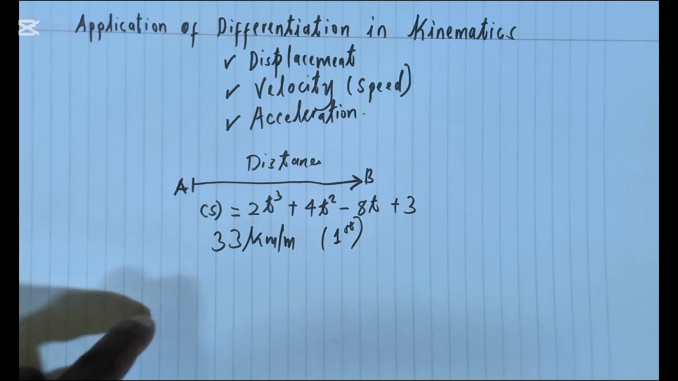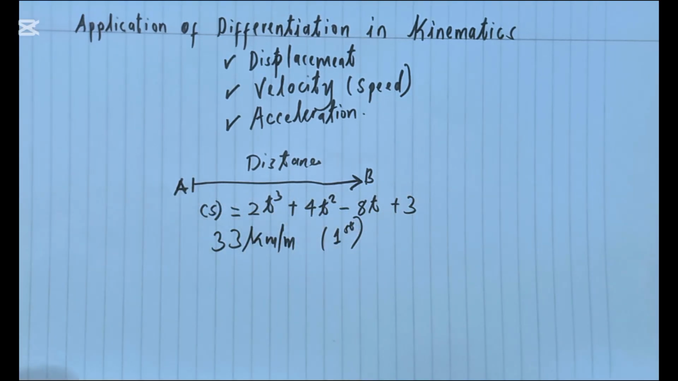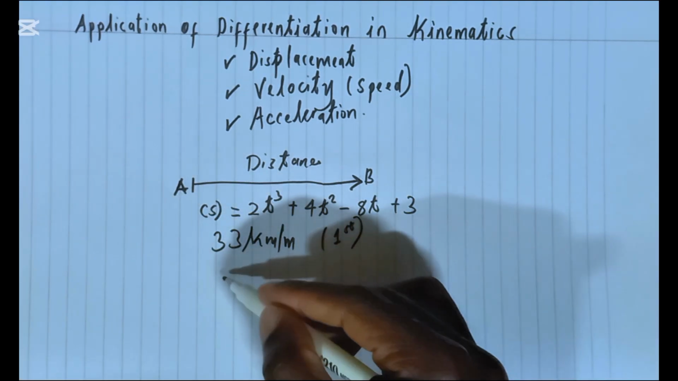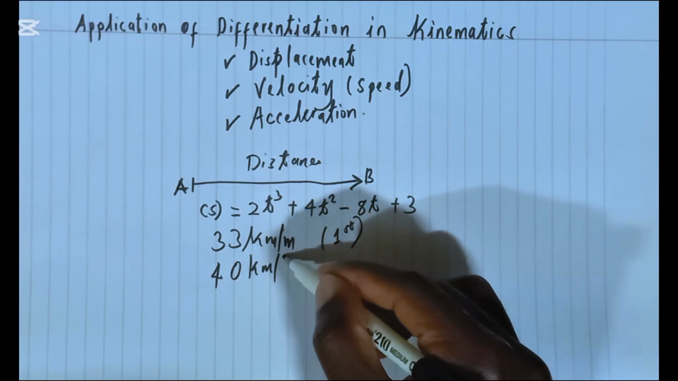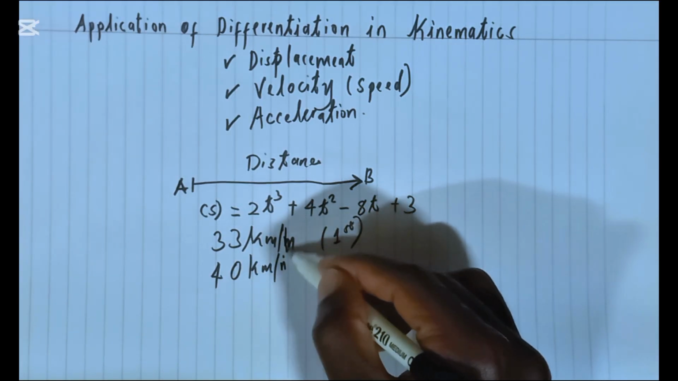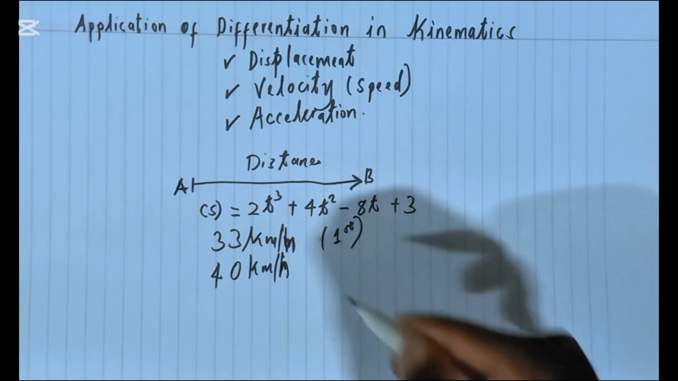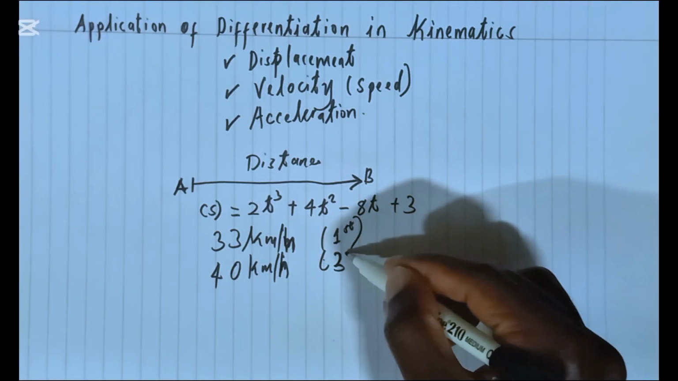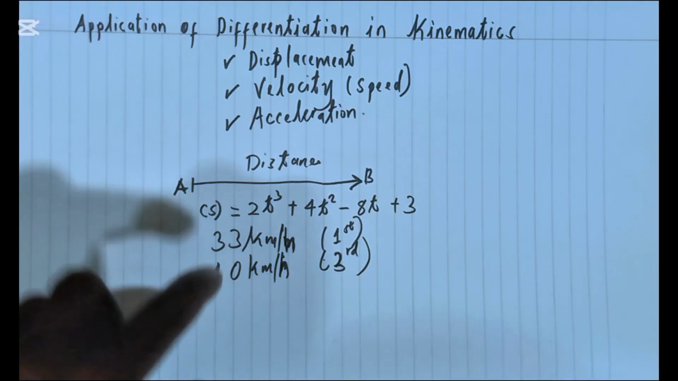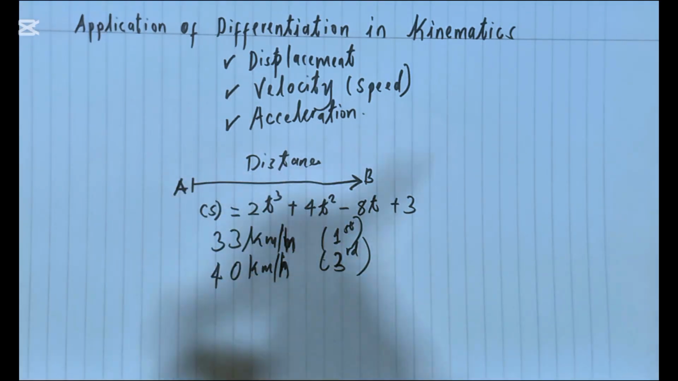Then you notice that when it gets to the second, it's able to change its velocity, let's say, to 40 kilometers per hour. So this change, let's say in the third second, this change of velocity is what we refer to as acceleration.